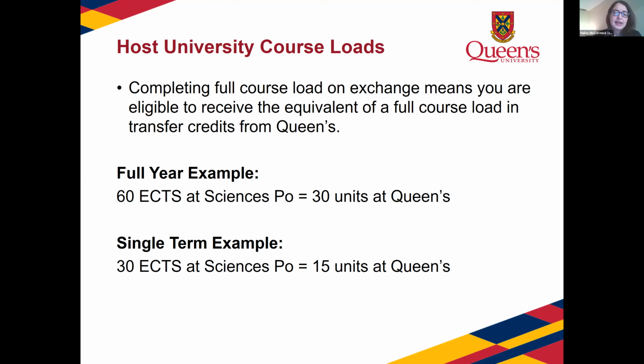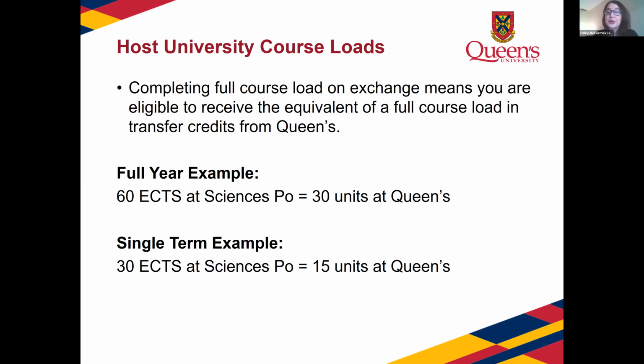So we have here an equation that says 30 ECTS at Sciences Po equals 15 units at Queen's. 15 units at Queen's is, by our definition, a full course load. So again, we're not actually counting courses here, we're counting those credits. And at Queen's, we call credits units. So 15 units at Queen's is what students typically will take every term. And at Sciences Po, what their students take is 30 ECTS. ECTS stands for the European Credit Transfer System. That's what they call their credits.